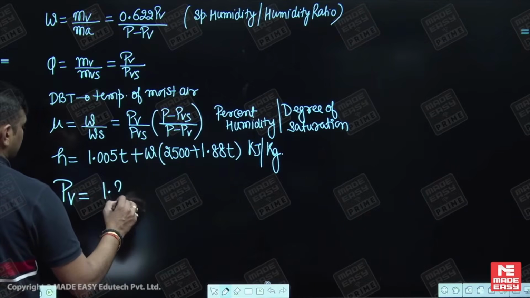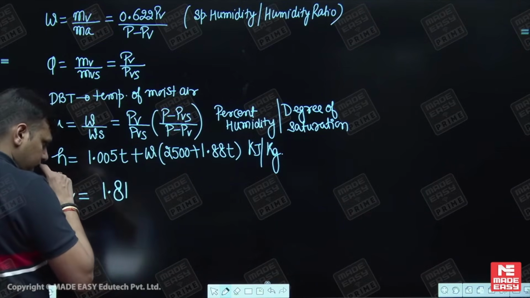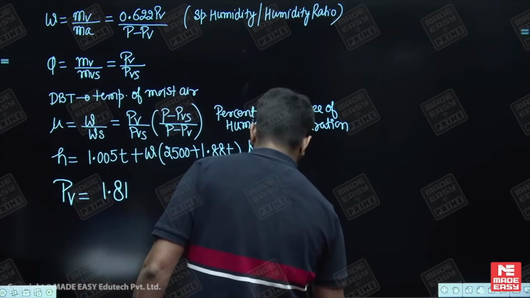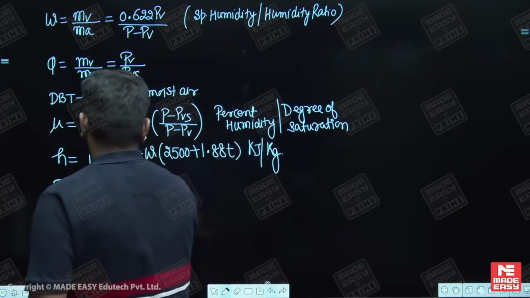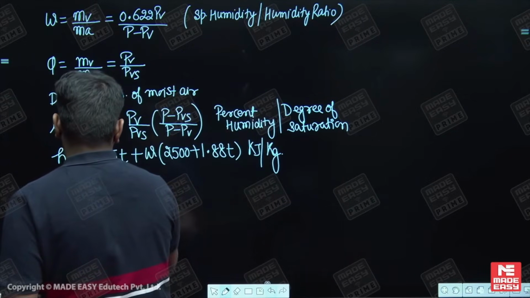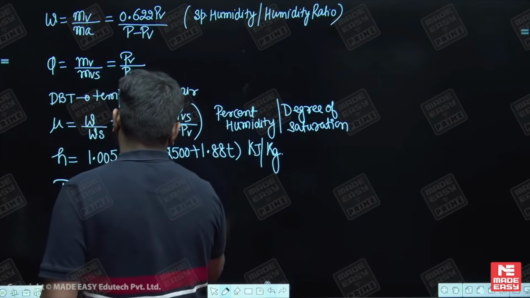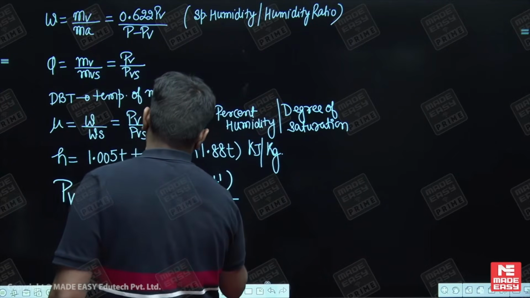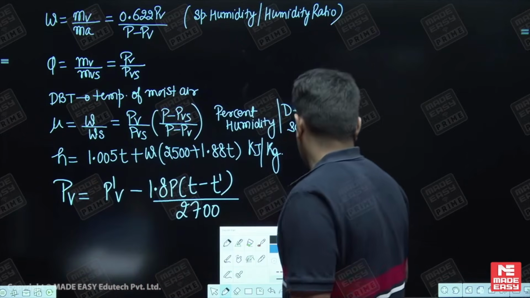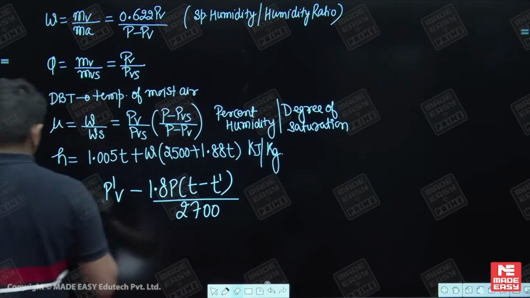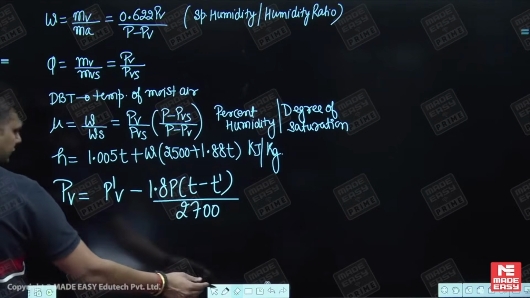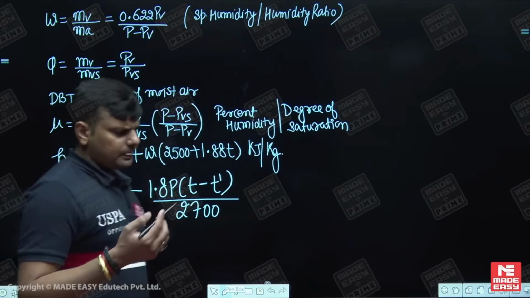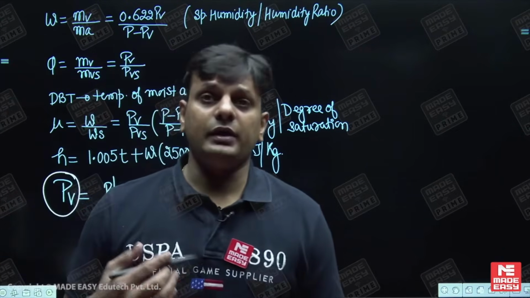Now the next and the last thing is your Abjon formula, and it is used to calculate the partial pressure of water vapor. PV is equal to P dash V minus 1.8 P into (T minus T dash) upon 2700. If you observe carefully, the partial pressure of water vapor can be calculated by four ways.